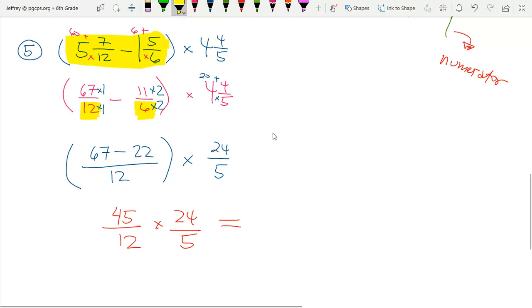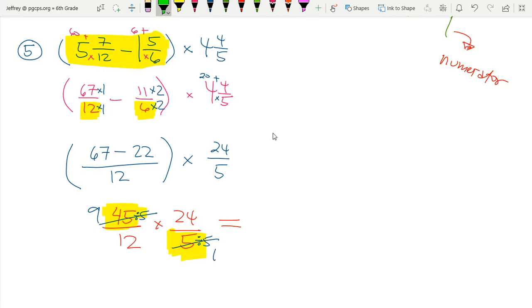Now, let's apply our cross simplifying or cross cancellation, okay? What number can we evenly divide to 5 and 45? What is the common factor of 5 and 45? And we know it's going to be 5. So we divide by 5, and we divide this by 5. This gives us 9, and this gives us 1.